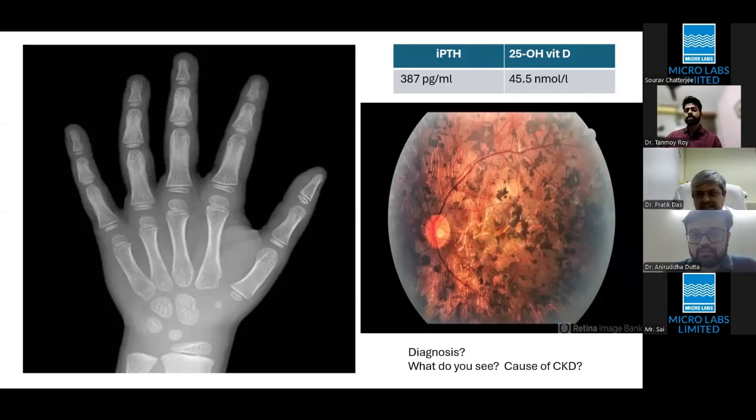Growth failure. Yes, sir. 5 years. So it can present in infantile variants, or juvenile variants possibly. Okay. Go to next.